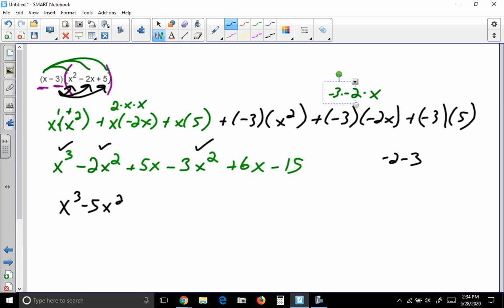Notice often I'll check things out just so that I know which terms I've accounted for. So we've taken care of this one. We've taken care of combining those. Now 5x and 6x, we add 5 plus 6. And that's how many x's. So we've done those. The only term we haven't checked off is the minus 15. Nothing is like it, so bring it down. So now we've distributed and combined like terms.